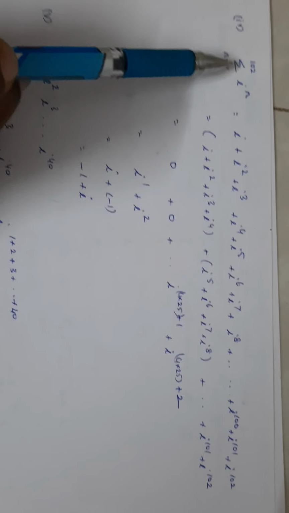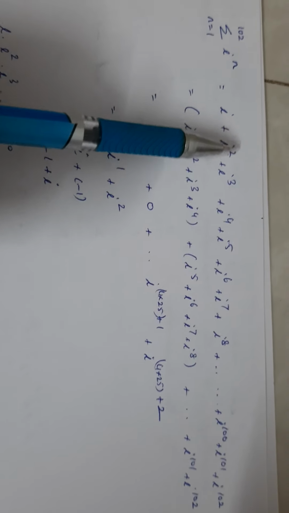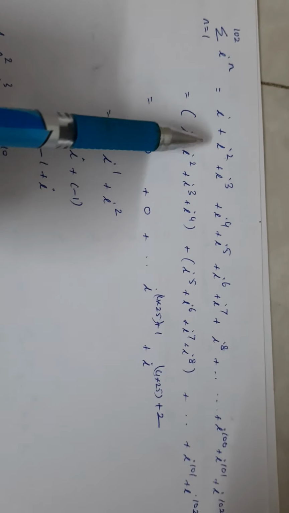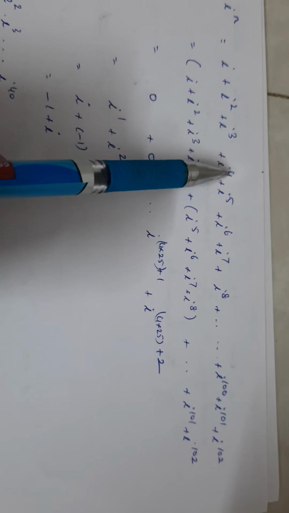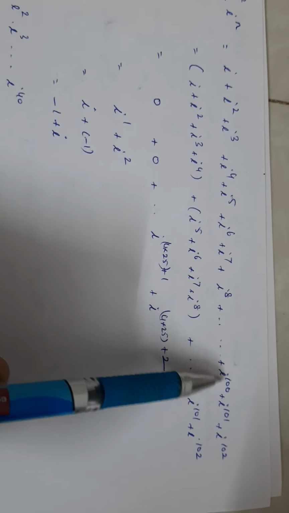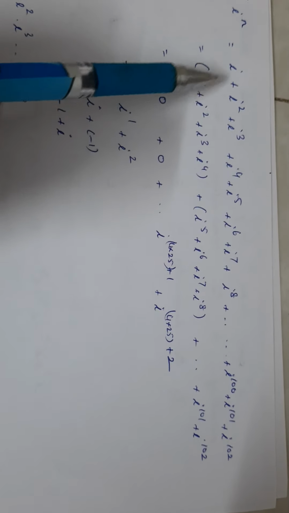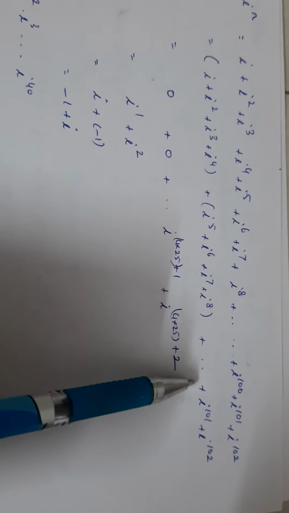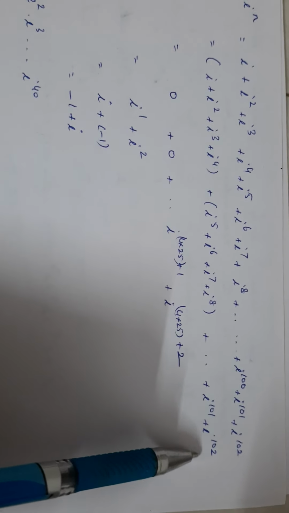Next example: sigma n equal to 1 to 102 of i power n. Sigma means summation. So on substituting n equal to 1 to 102, we are going to find its value. So i power 1, i power 2, i power 3, i power 4, i power 5, i power 6, i power 7, i power 8, and so on to i power 100, i power 101, i power 102. But let us group the numbers 4 by 4. So on grouping, the last two, i power 101 and i power 102, will be left out.